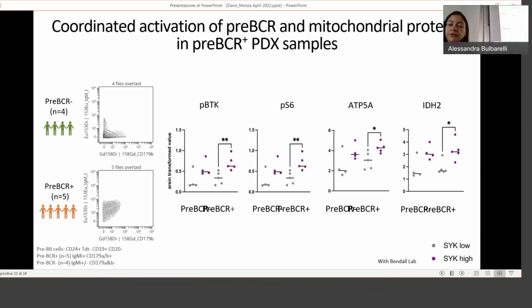But basically, the cells, especially from the patients, if she gated them based on Syk as our readout of their pre-BCR activation, there was a relationship where the activation of downstream pre-BCR proteins in the purple is also coordinated with the activation of oxidative and mitochondrial proteins like ATP5A, which is a mitochondrial enzyme, and IDH2, which is also a mitochondrial enzyme.